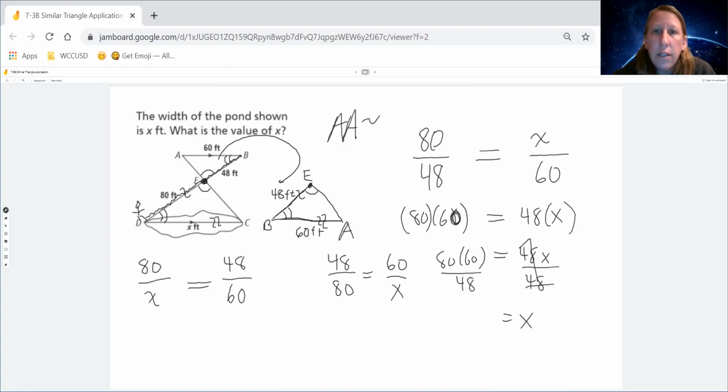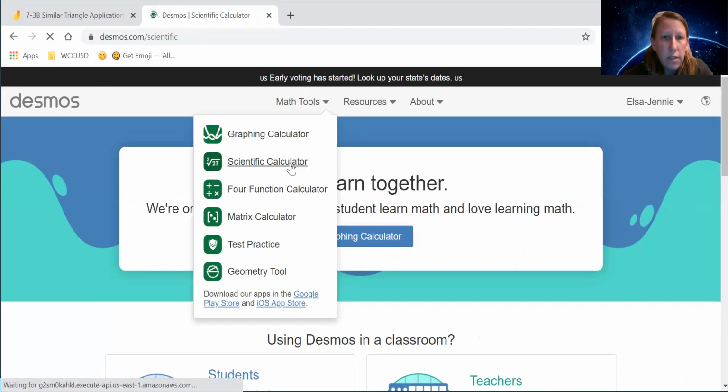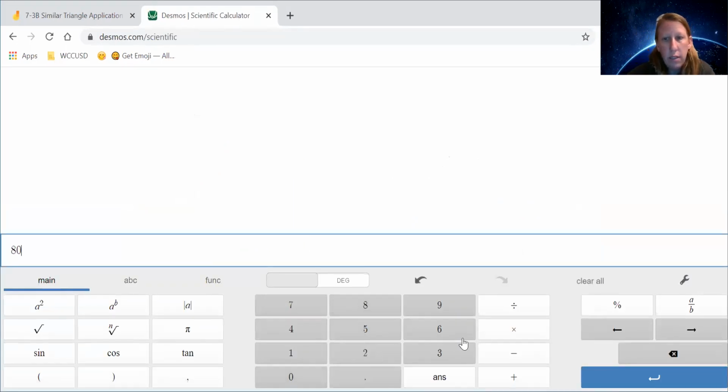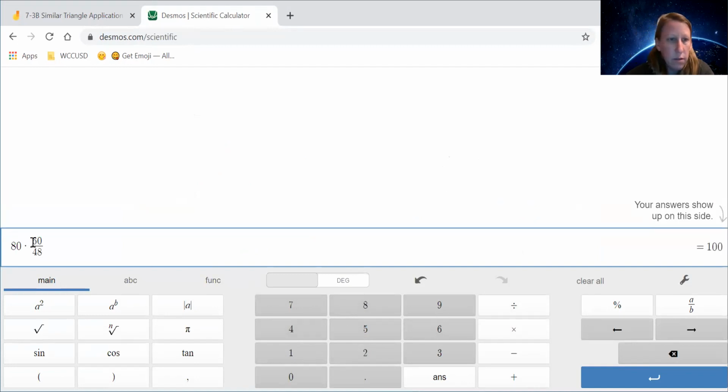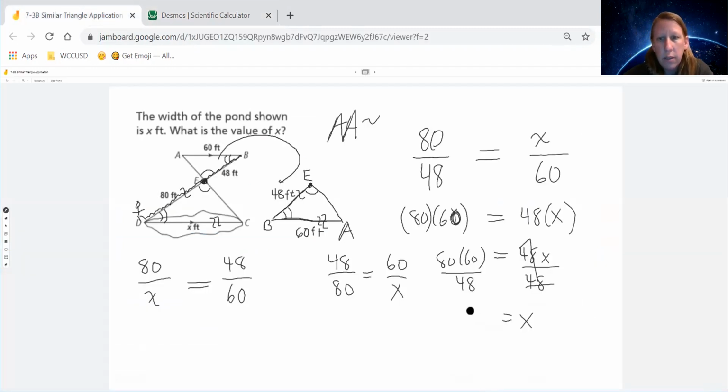I can do it on a Desmos calculator just to show you. I can do Desmos. I can do graphing scientific calculator. I can do 80 times 60 divided by 48. Enter. It's 100. Okay. Is that reasonable? Does it make sense that that would be 100? Whenever you are done with this problem, you've got to check and make sure you didn't screw up your proportion. So is it reasonable that that's 100? Yeah. 80 out of 100 is the same as 48 out of 60.